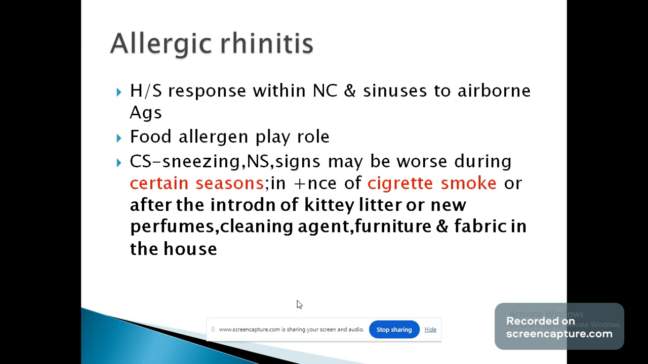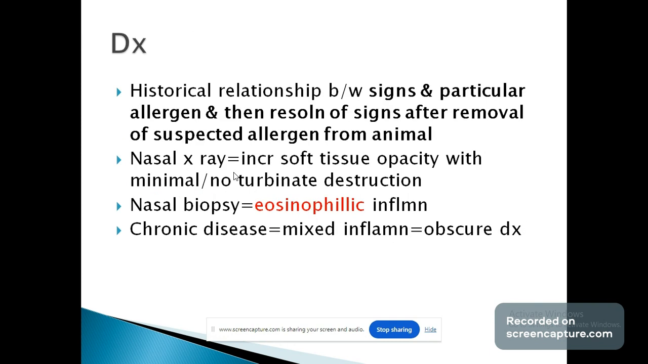Another disease is allergic rhinitis. Very important, this is a hypersensitivity response within the nasal cavity and the sinuses to airborne antigens, and food allergen may play a role. Clinical sign in allergic rhinitis: sneezing. These signs may be worse during certain seasons, in presence of cigarette smoke, or after the introduction of kitty litter, new fabric, new perfume, new furniture, or a new cleaning agent in the house. Diagnosis: history, the historical relationship between the signs and a particular allergen, and then resolution of signs after removal of the allergen.